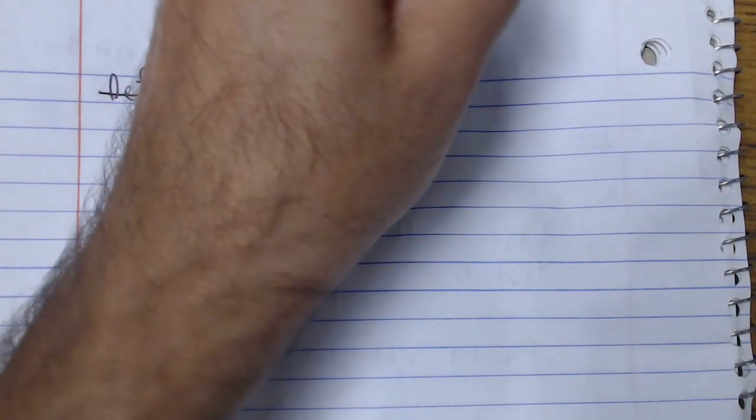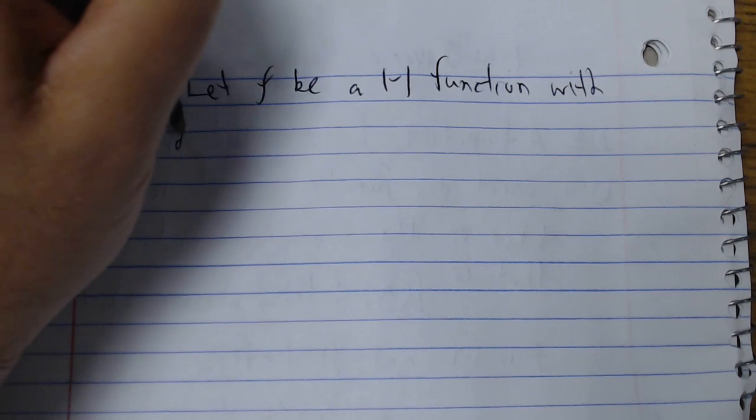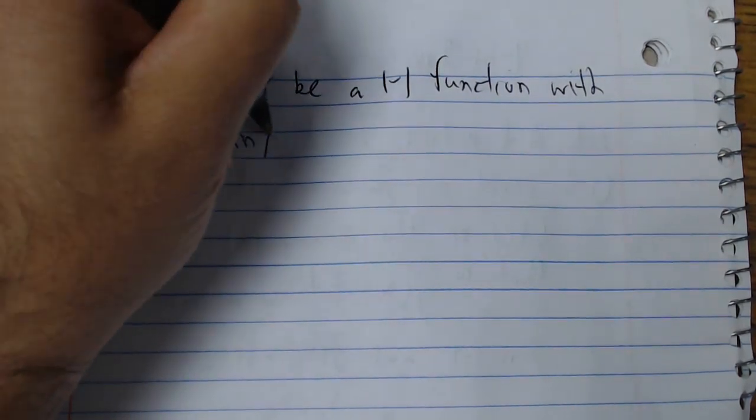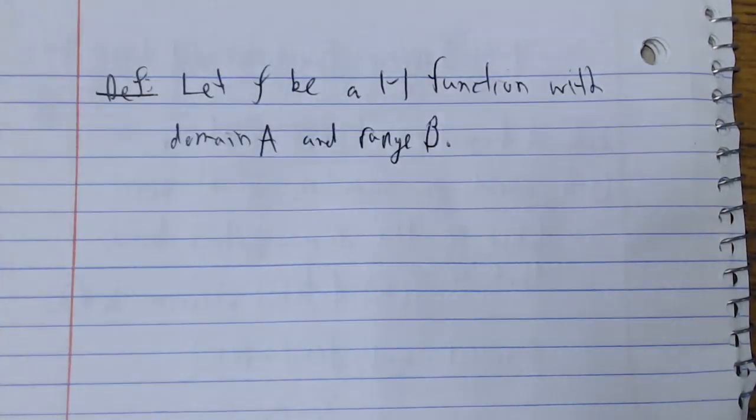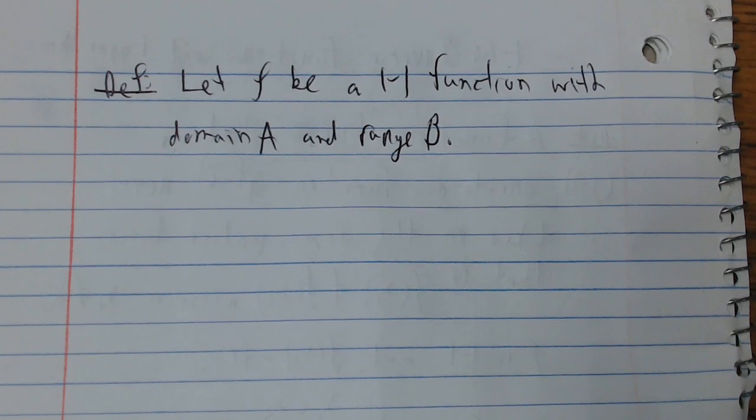Now, what we're going to define now is an inverse function. And so now hopefully we'll clear up why we care for something to be one-to-one. So we're going to say, let f be a one-to-one function with domain A and range B. So the only thing we've defined so far is that f is a one-to-one function, its domain is A, and its range is B.